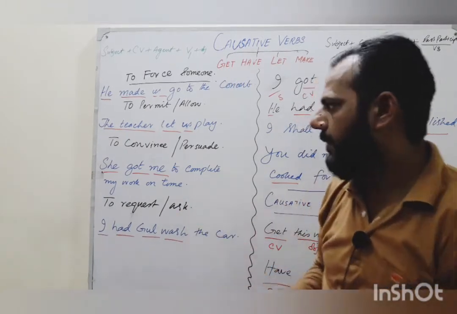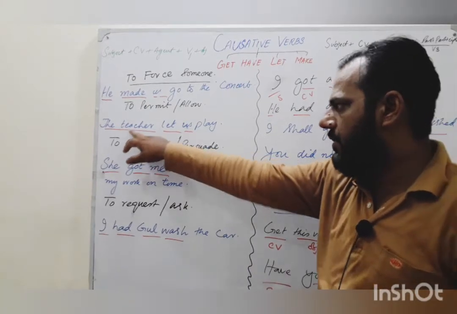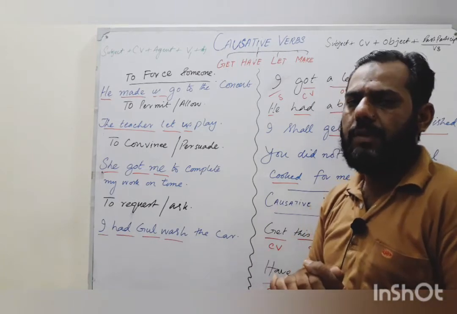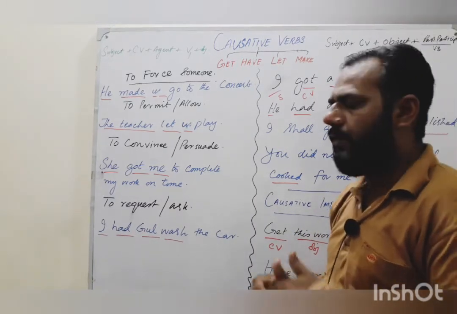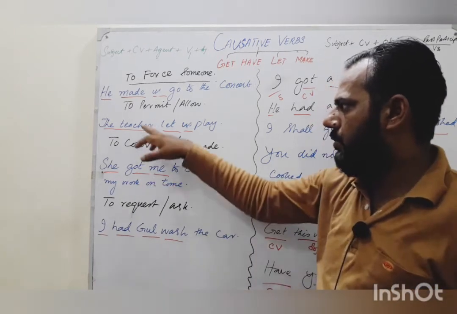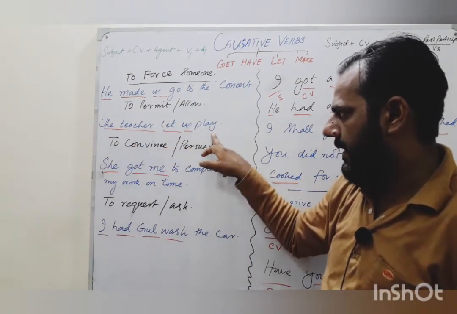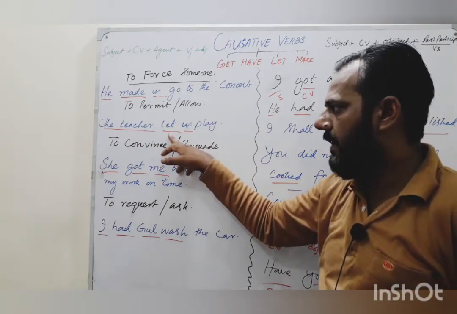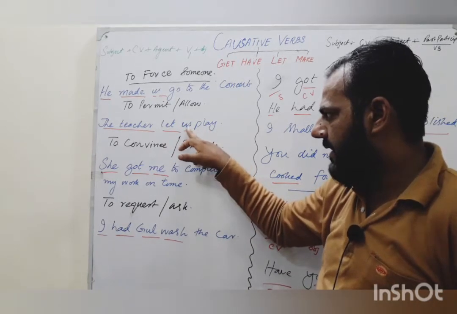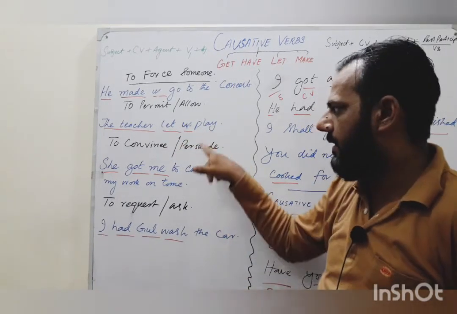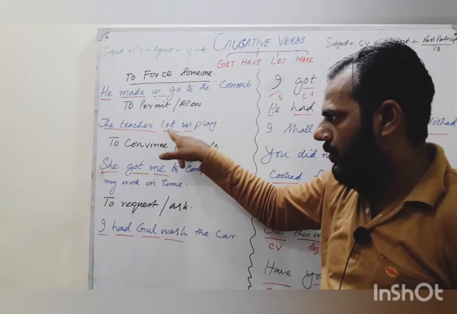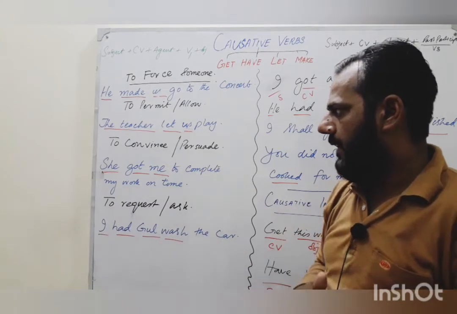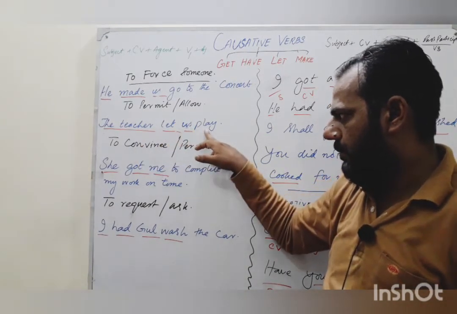So this is the first kind. The second one is: The teacher let us play. Whenever let is used, the word let is a kind of word which is used for permission, to permit or allow. The teacher let us play. The teacher gives permission. It is also a causative verb. The teacher let us, and us has been used as an object pronoun, and then the first form. So this is the second example of causative verb. You have seen that the teacher is letting us play.